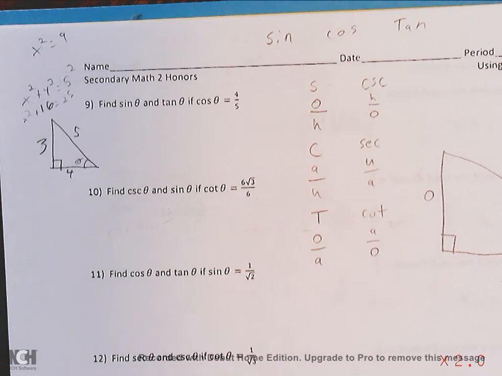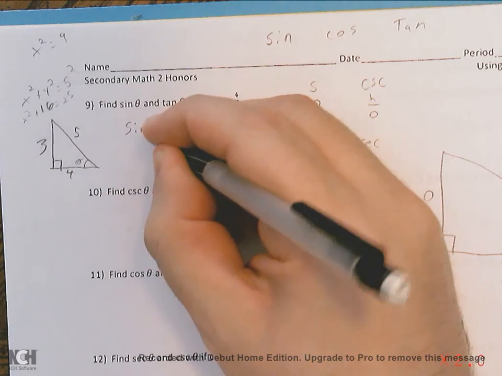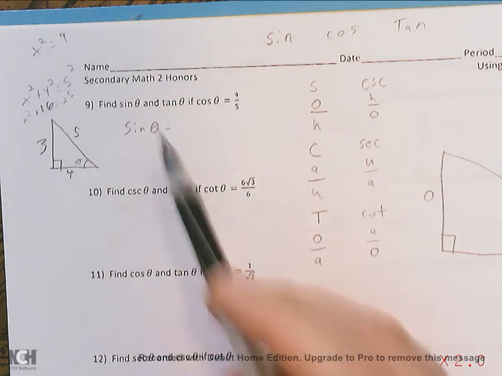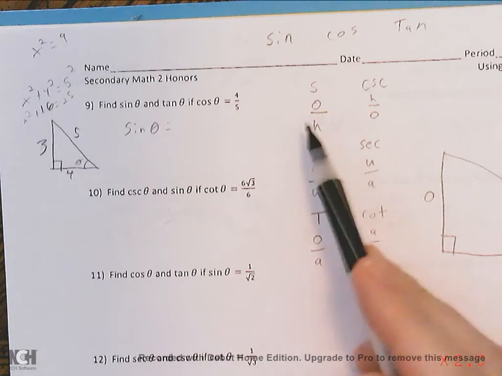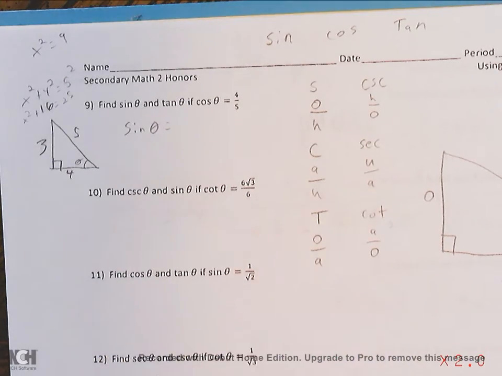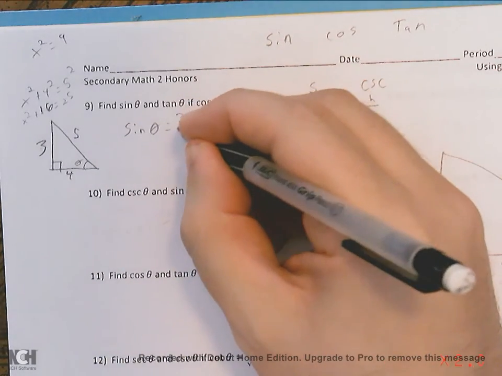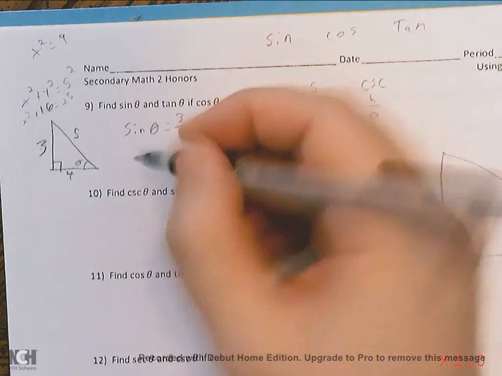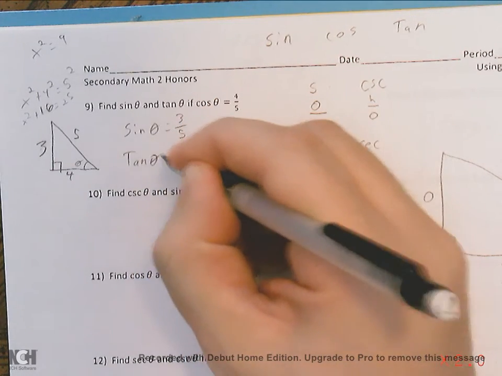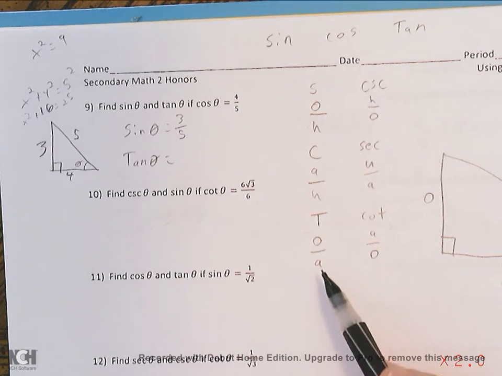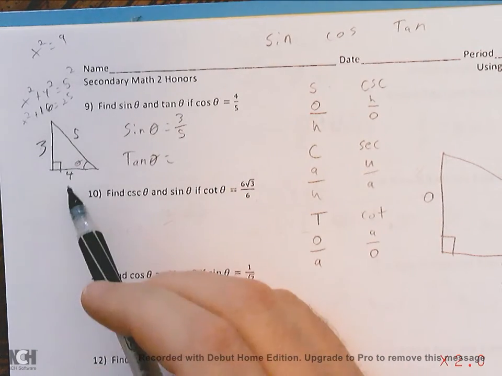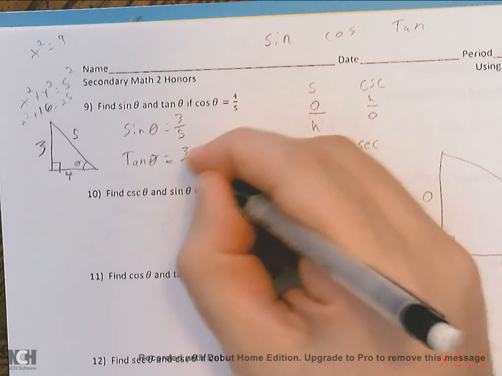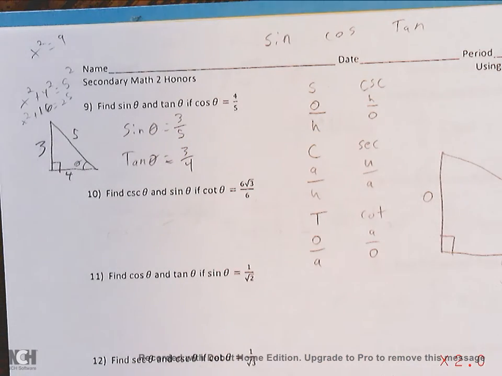So now, if it wants me to find the sine of theta and the tangent of theta: sine of theta is opposite over hypotenuse. So 3 over 5. Tangent of theta is opposite over adjacent. So 3 over 4. And that's all it wants me to do today. Just figure out those ratios, right?